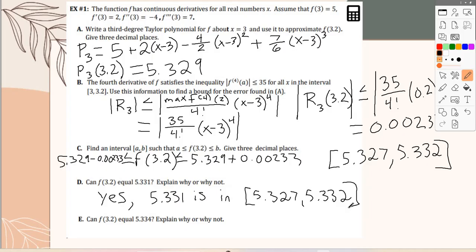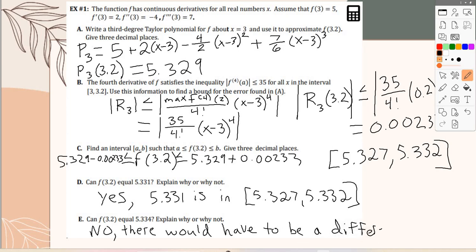Can f of 3.2 equal 5.334? Why not? That would mean we would have a different error, yes? And since this is a theorem, that tells us that our error must always be less than that, which means that would break my theorem, which is not a theorem if it's wrong. So we know that could not be that. Yes, no, maybes.